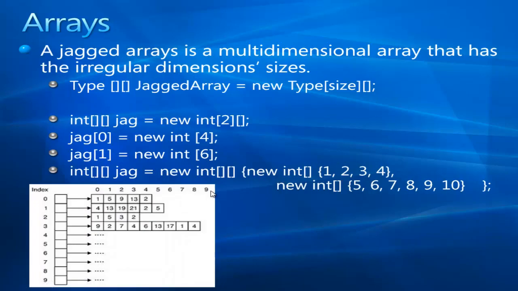Let's look at a jagged array. Now, I have already told you a jagged array is an array of arrays whose dimension is irregular. So, if you notice over here, the second dimensions are not square. You have 4 elements, you have 5 elements, you have 3 elements, you have 9 elements. So, this is an array of arrays.